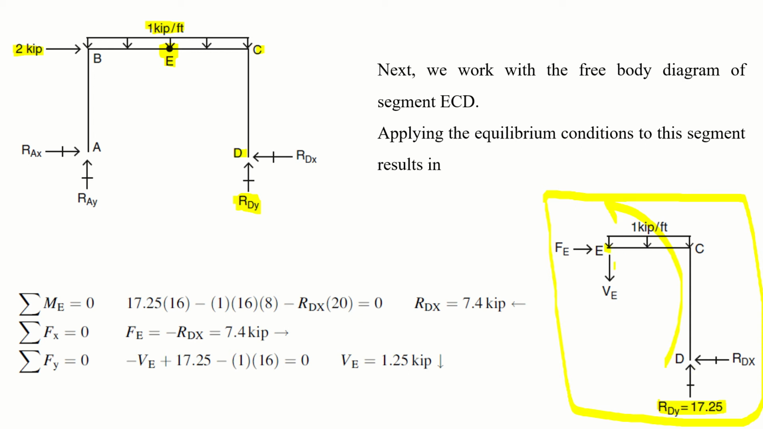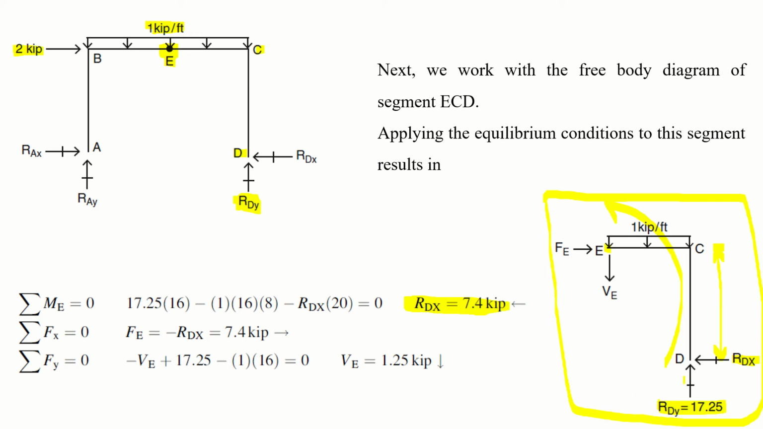RDY is causing a counterclockwise movement, and we have taken it as positive. Minus, this 1 into this distance is 16, into half of the distance will be 8. So 1 into 16 into 8 minus this RDX, it has a distance of 20 feet, right? The perpendicular distance. So this 20 is equal to 0. So from this equation we will get RDX is equal to 7.4 kips.